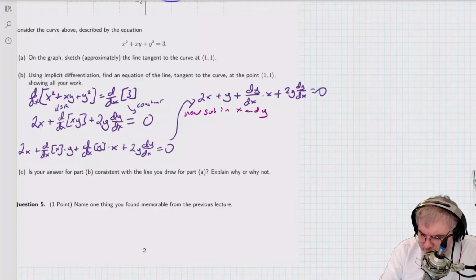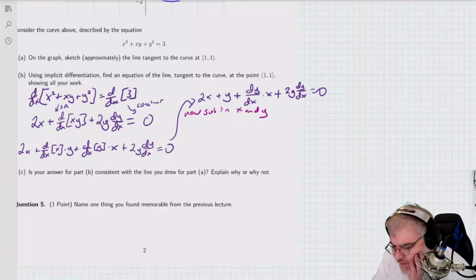I just don't feel like it. The instruction didn't tell me to. It just told me to find the tangent line.